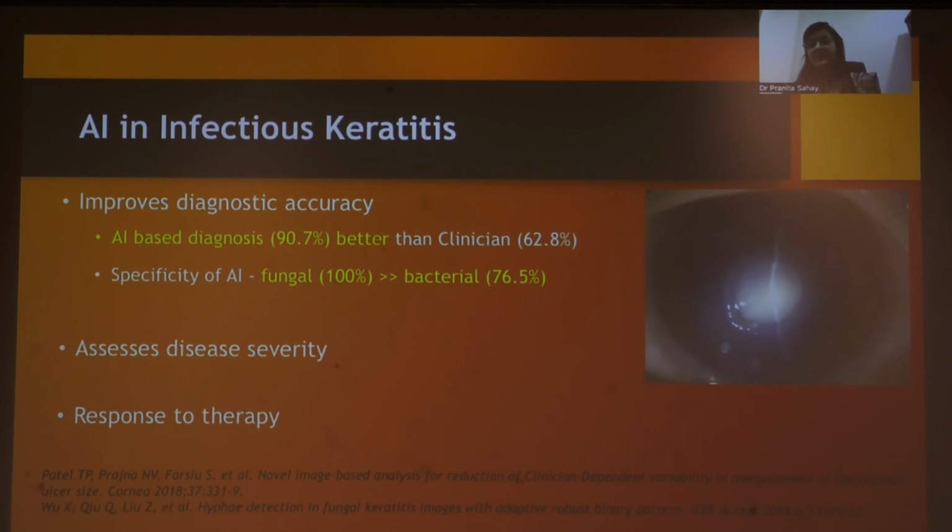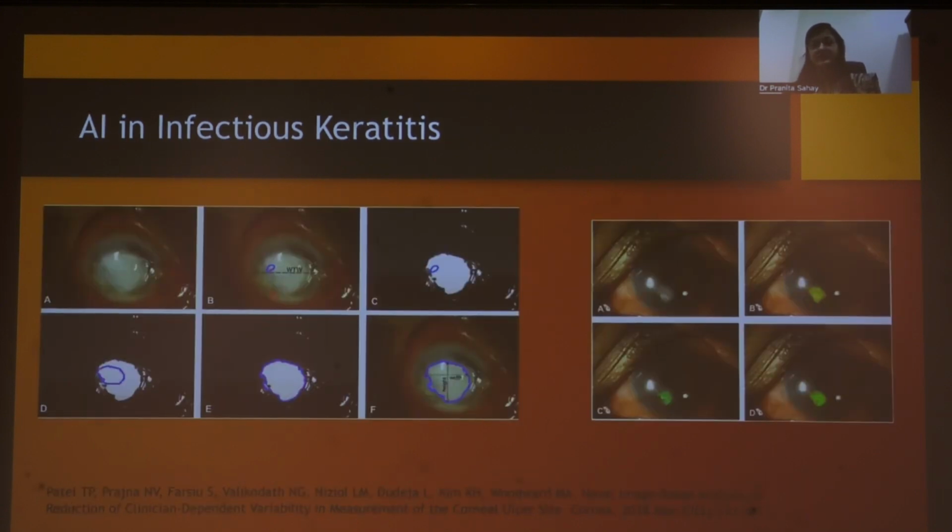It not only identifies corneal ulcers, but also assesses the disease severity based on the measurement and assessment of the size of the corneal ulcer. And because it is able to assess the size of the corneal ulcer, it can also assess the response to medical therapy that is being given to patients by assessing the serial clinical photograph results.